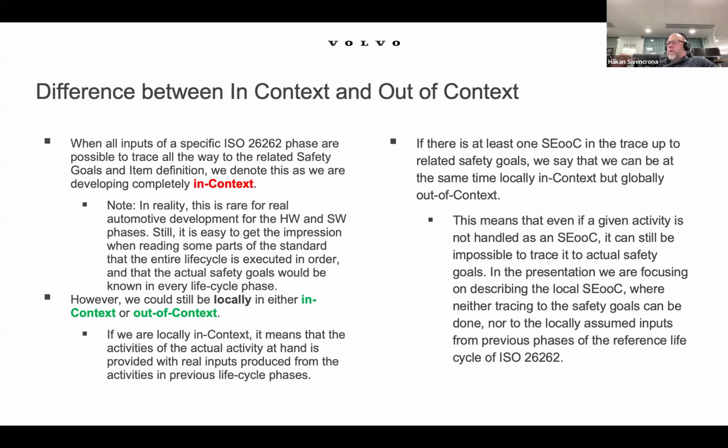If they are done, we can say that we are locally in context, that we have received perfect requirements that we can match to, because we have the real input to play around with. But if there is at least one SEooC in the trace up to the related safety goal, we can at the same time be both locally in context but globally out of context, because we don't have a full trace to the safety goals. So it's important to actually understand that and continue.